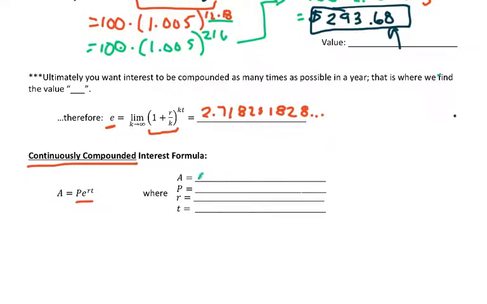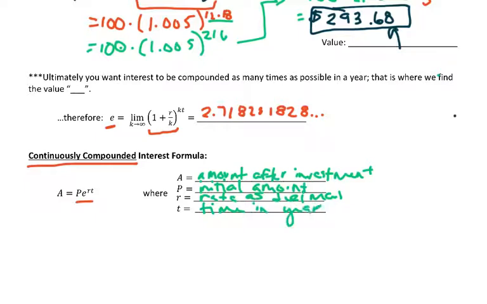So A is still going to be the amount after investment. P is going to be your initial amount, whatever it is that you're putting into the account. Your R is a rate as a decimal. And your T is time in years. So the E button is actually over by your division key. If you go to the division key but you do second, there's a little E up here. So second division is going to get your E.